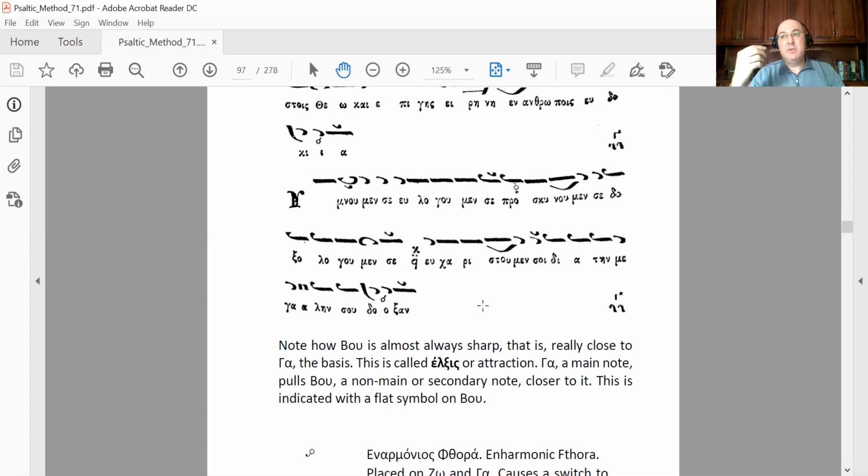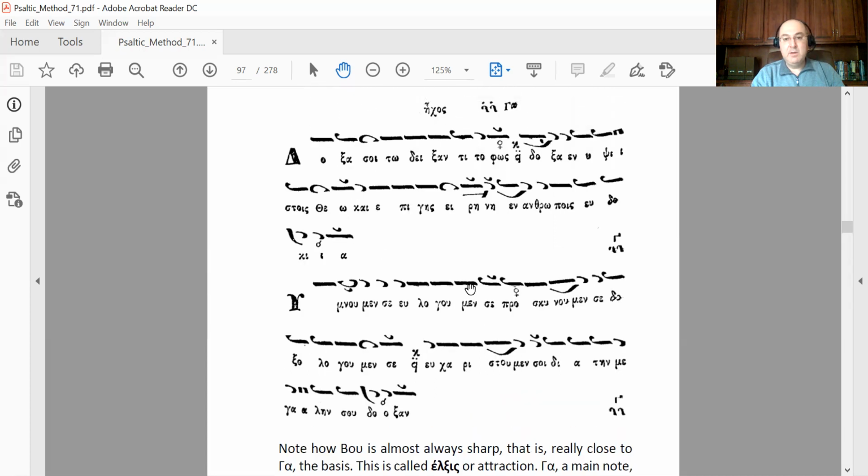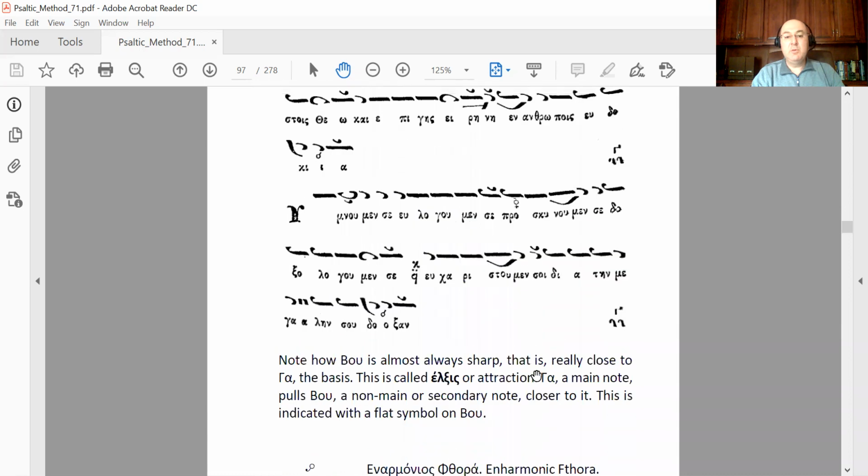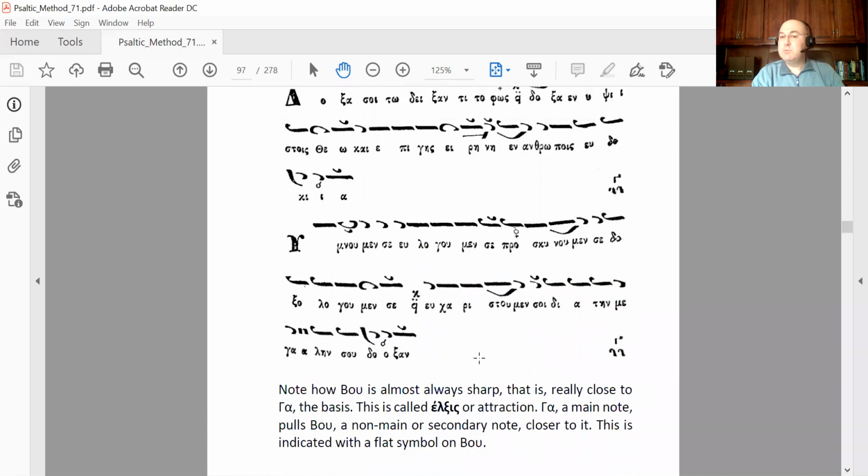I think they should not be taken extremely literally in the sense that ga, vu, ga is very small to begin with. It's three. If you put a diesis on this vu, it's going to be identical to ga. I mean, you cannot really split three anymore with your voice and be able to hear any difference. So I think that the reason they put these symbols there is just to remind you that vu should be very close to ga anyhow.